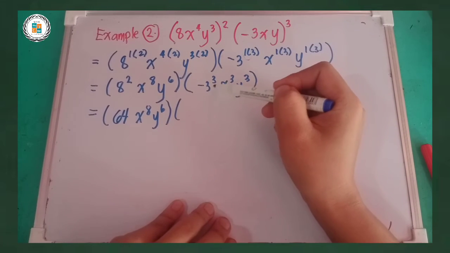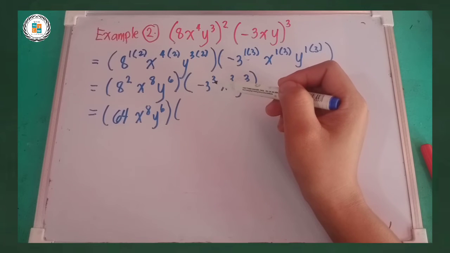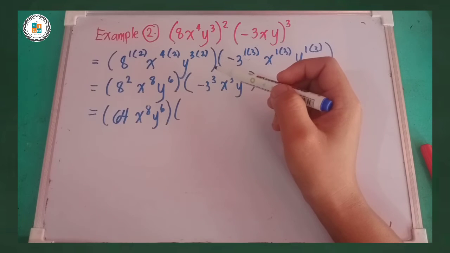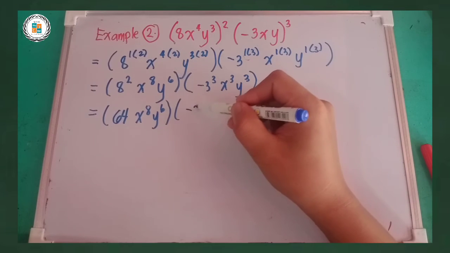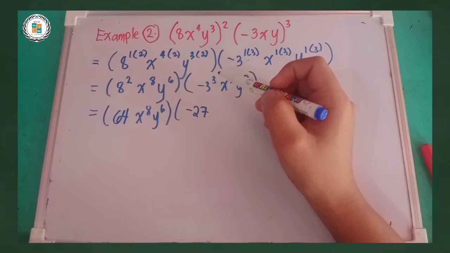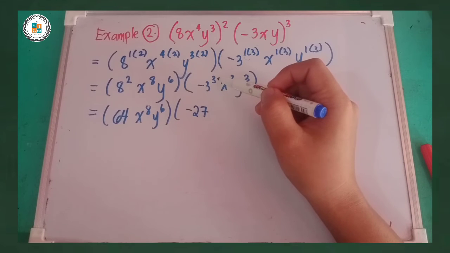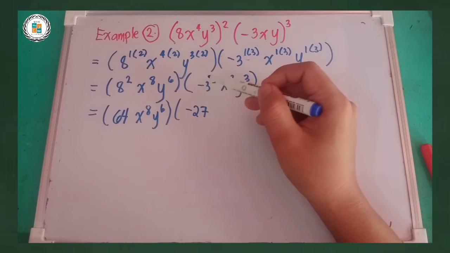Now, negative 3 raised to the power of 3. So, negative 3 raised to the power of 3 is same as negative 3 times negative 3 times negative 3. Okay? So, if we are going to multiply negative 3 times negative 3 times negative 3, the answer is negative 27. Okay? So, if you're going to use your calculator, please see to it nga, before mo mag-input sa exponent, i-enclose sa parentheses ang inyuhang ang negative 3.